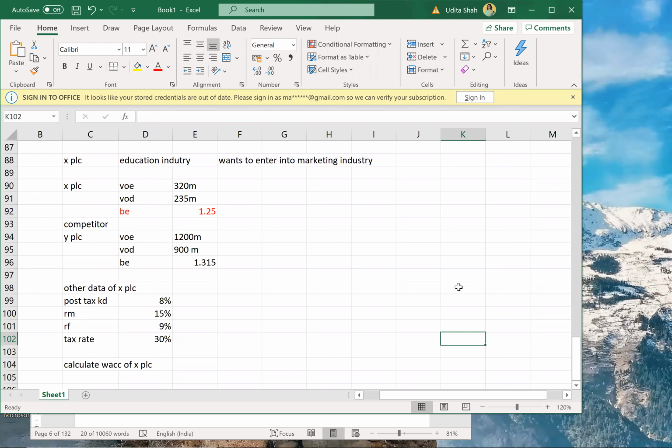Try the asset beta problem. Because I was not talking, the sound was fully gone. I sent the asset beta problem on the WhatsApp group. Try to solve this.